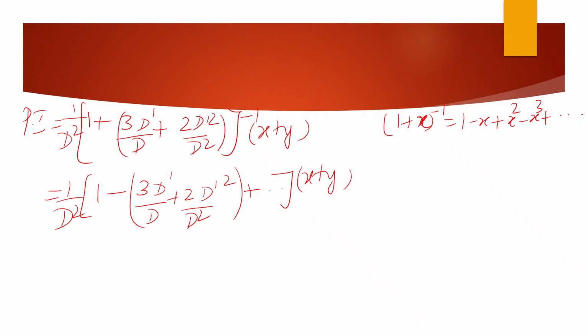So now I'm going to operate this function on each term of this series expansion. So it is 1 into x plus y is x plus y minus 3 into d dash of x plus y by d. D dash of x plus y, d dash means dou by dou y of this term is only 1. So it is only 3 by d. Next minus 2 by d square, and d dash square of this term becomes 0. Okay, so I'm having only this.